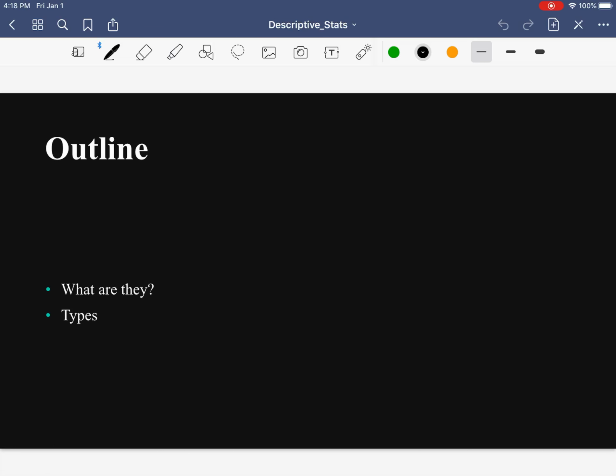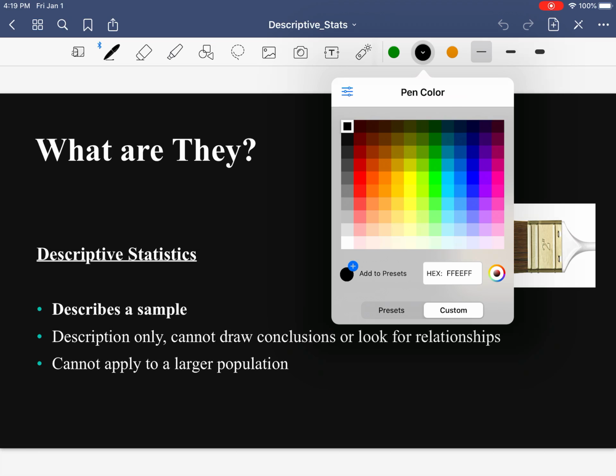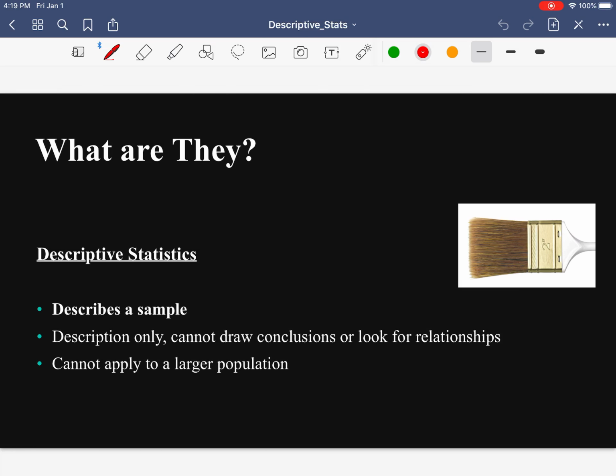The basic outline is, what are descriptive statistics? And then the types of descriptive statistics. Nothing too fancy here. Okay. In terms of descriptive statistics, what we're talking about are things like mean, standard deviation, percentile, and they're just mathematical ways to describe something, hence the word descriptive.